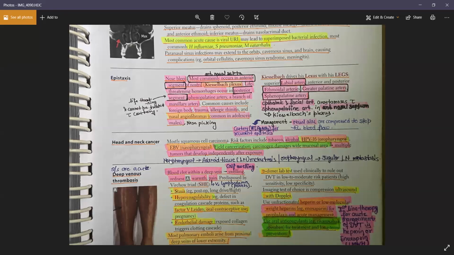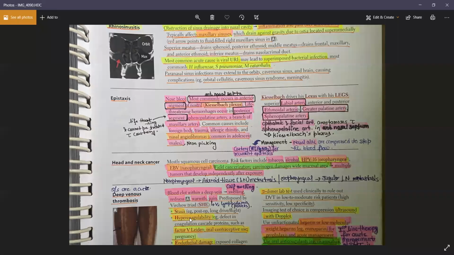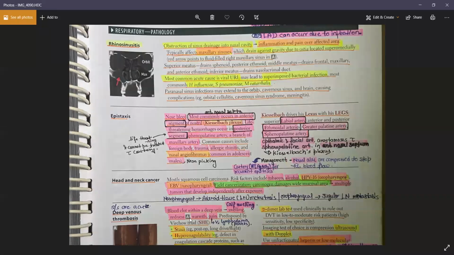Any doubt about this head and neck cancer? Jugular lymph nodes are the same as cervical lymph nodes, right? The cervical lymph nodes are a group of lymph nodes, and jugular is one of them. You have submental lymph nodes, and many other lymph nodes also: anterior cervical, posterior cervical, post occipital. Exactly, so the jugular lymph node is a part of this group.